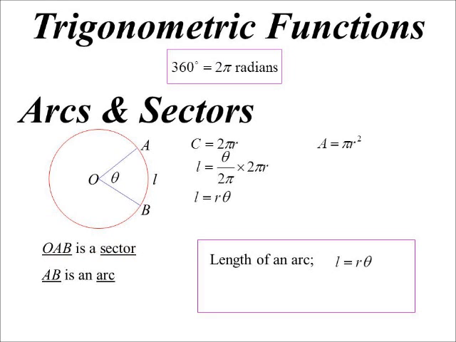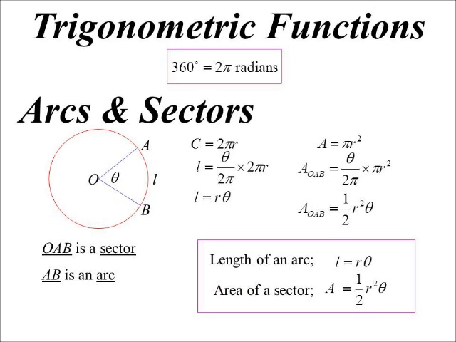To find the area of the sector, we can do a similar thing. In this case, just the pi's cancel when we look at that ratio. And so we get a half r squared theta for the area of the sector. So, 2 simple little formulas. Let's do a simple little example.